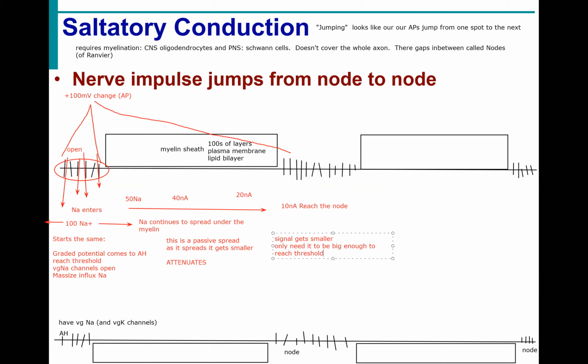And remind me again, how big does it need to be to reach threshold? Both. The sodium is the positive signal. So the sodium coming in, less sodium spreads, and so the cell gets less positive. So it is the action potential, that positive signal being produced by the sodium, that is attenuating. And how big of a signal do we need here at our node to reach threshold?